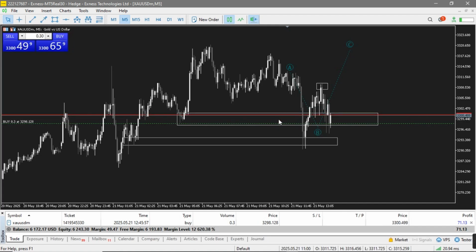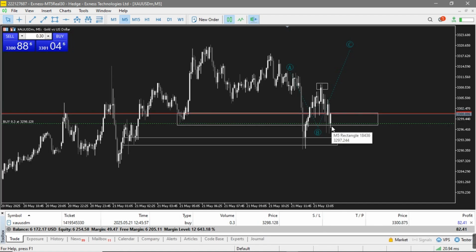As you can see, my initial support zone was actually around this level. But price pushed slightly lower than expected and ended up respecting the lower zone instead. Luckily, it's still valid within the structure, so I'm still in the trade. Right now, I'm planning to hold until I hit around $200 in profit. So from here, it's just a waiting game.